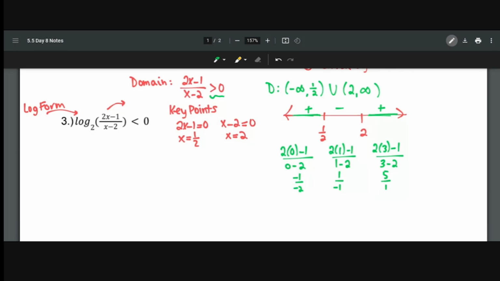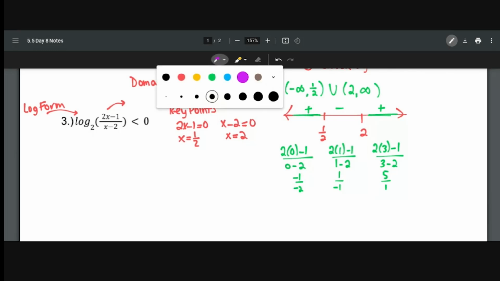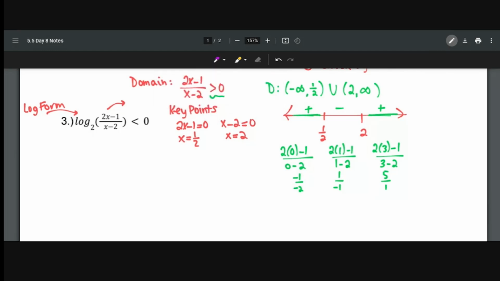All right, so now we're going to actually solve our problem, going back to the original inequality, and we're going to check our answer eventually against that domain. Okay, so it's a log form equation or inequality, and we need to convert it to be exponential form. But remember, when we convert to exponential form, we're going to put the 2 to the 0 on the right side, and we're going to keep this part in parentheses on the same side of the inequality. That way we keep our inequality symbol as less than.